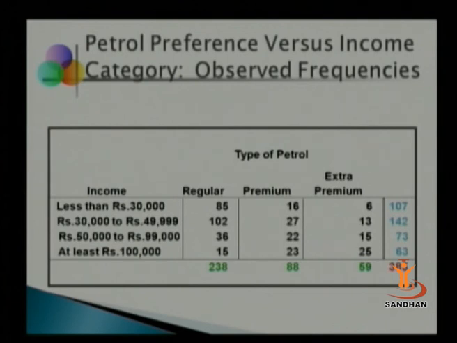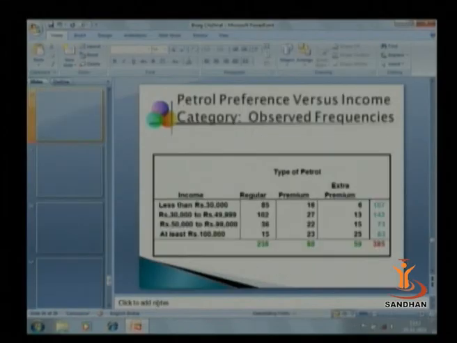There are many applications one can use, but the main thing is whenever we have qualitative data, for example type of petrol used, which is a qualitative character, whether it is regular, premium or extra premium. In this way one can test the hypothesis where we have qualitative data. For qualitative characteristics, one can use the chi-square test for testing independence, but many times we have quantitative data also. For example, in the first example we discussed, the number of customer arrivals, we have quantitative data.